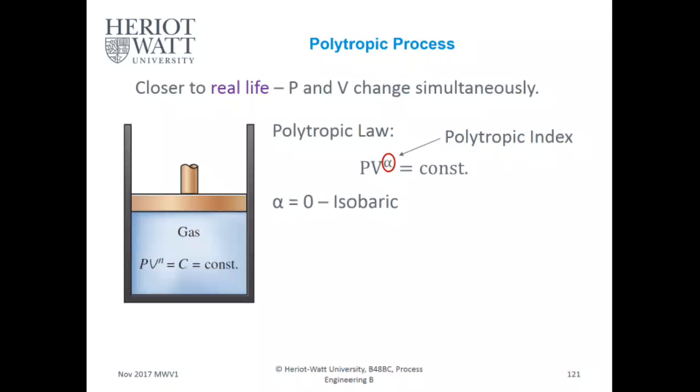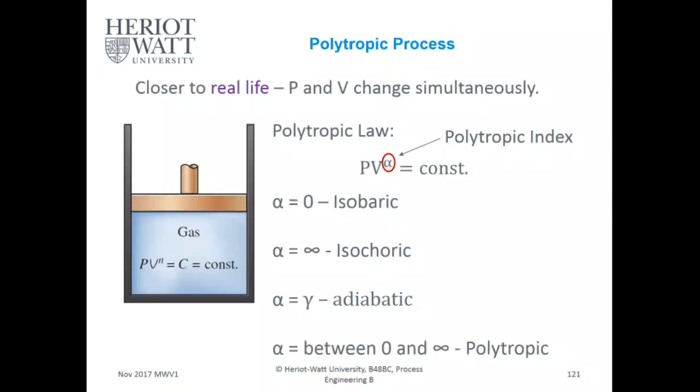If alpha equals 0, it's an isobaric system. PV equals nRT, so pressure is constant, no change. If alpha equals infinity, it's isochoric: pressure changes, volume has no change. And if alpha equals gamma, it's an adiabatic system. So remember gamma is Cp over Cv, minus 1. And if alpha is between 0 and infinity, it's polytropic.